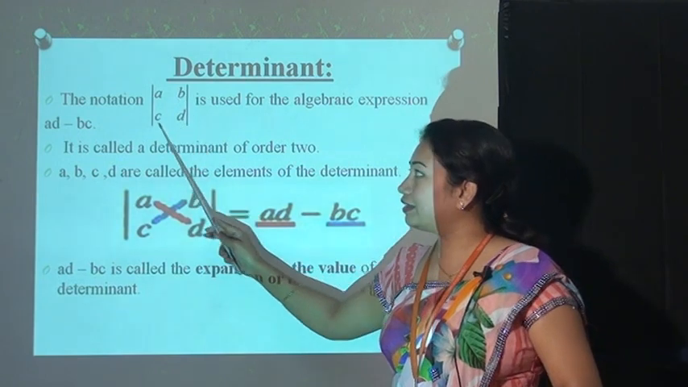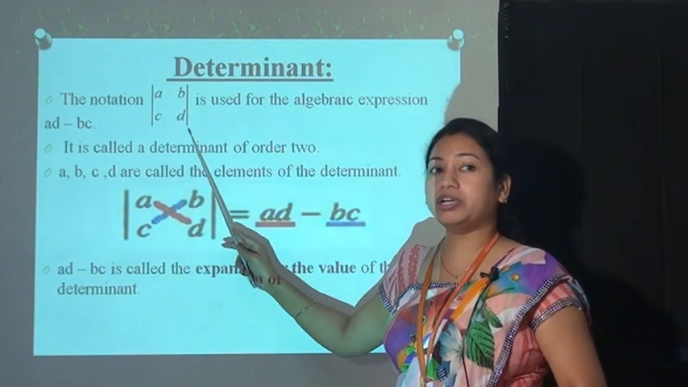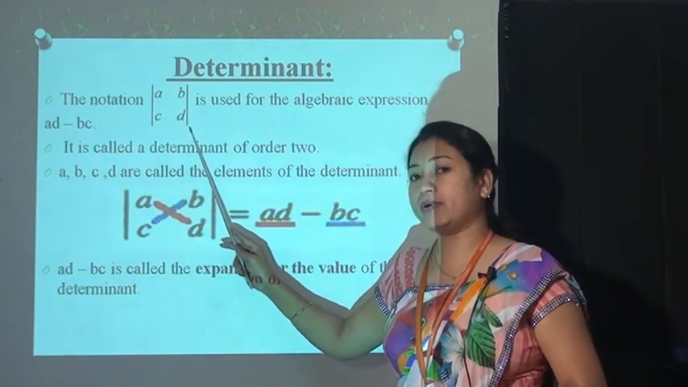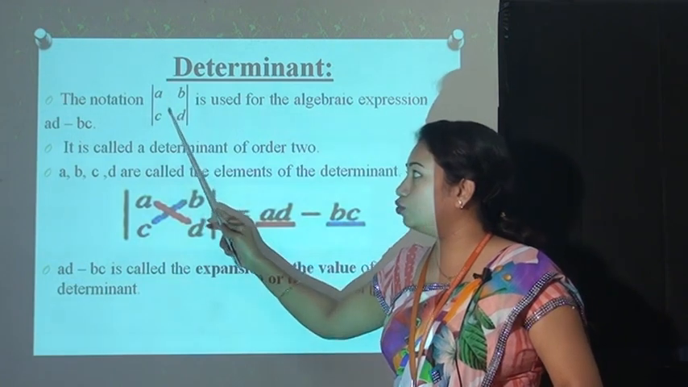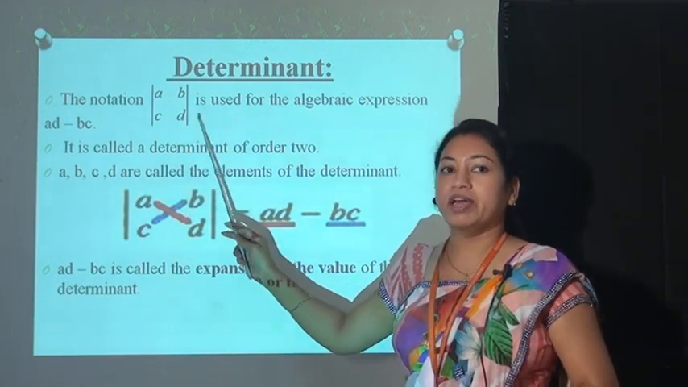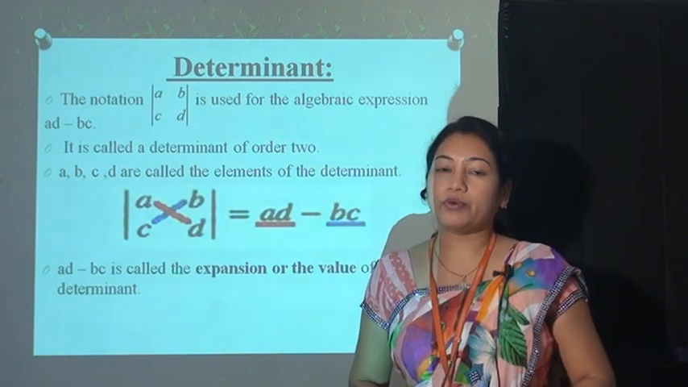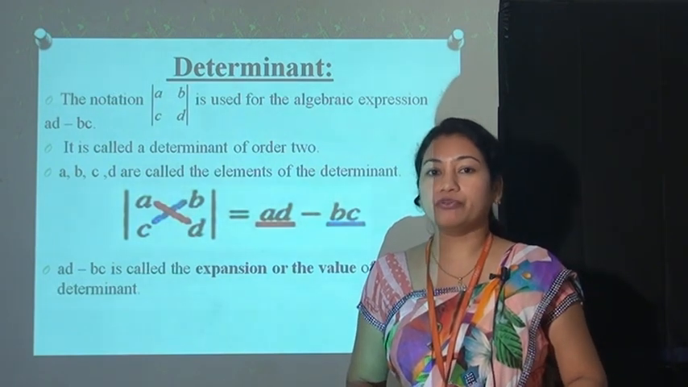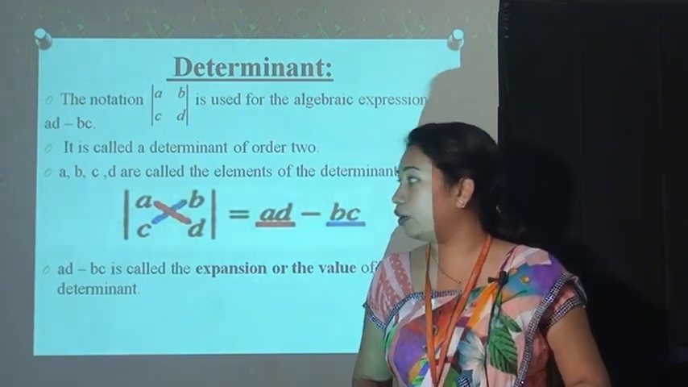Here you can see that this one is the determinant of order 2 by 2. Why is it 2 by 2? Because here there are 2 rows and 2 columns. Determinants are always in a square form. That means the number of rows and the number of columns are equal.